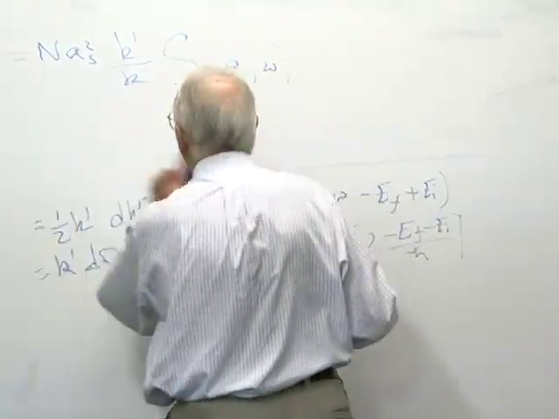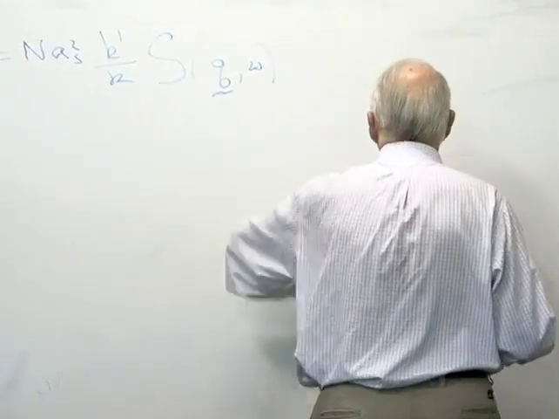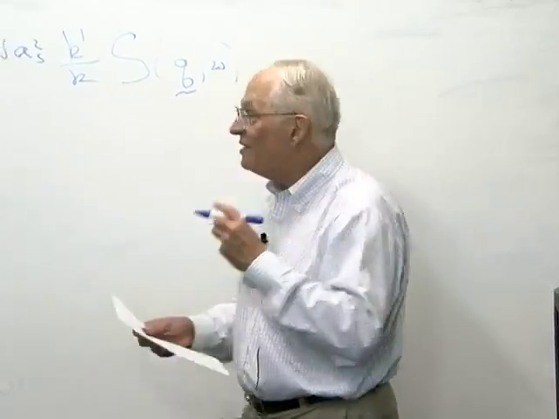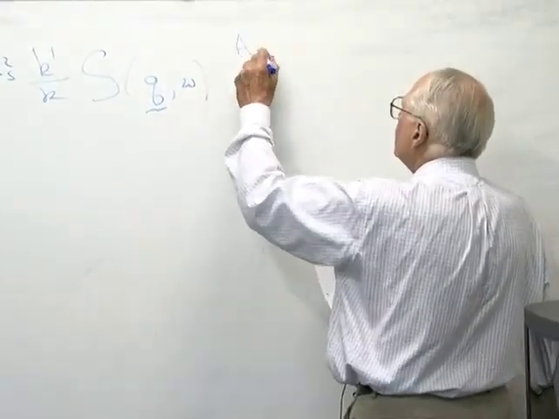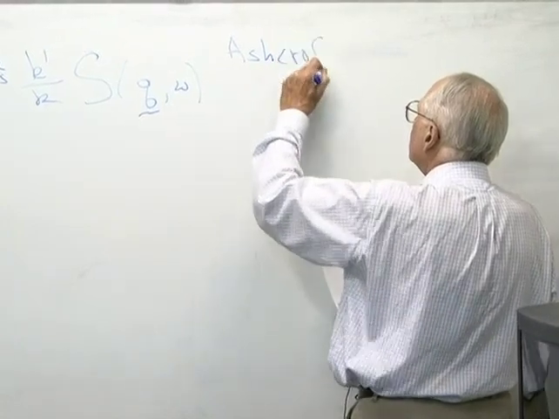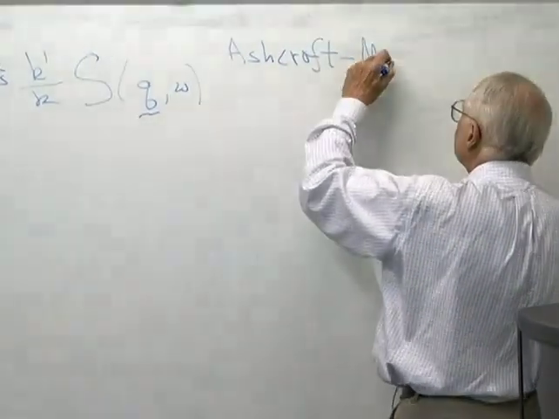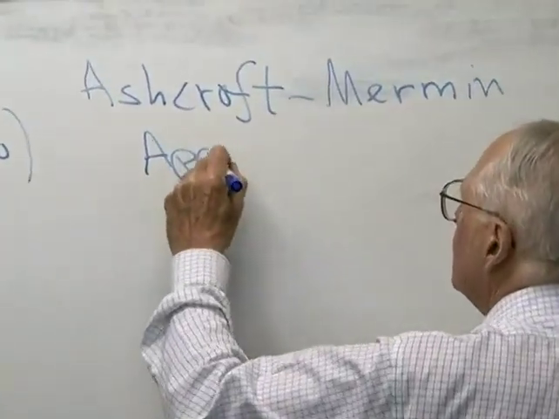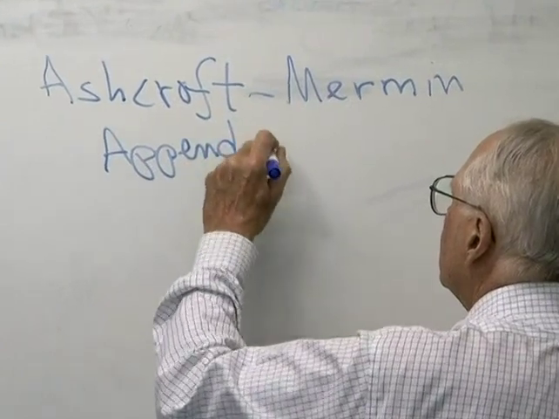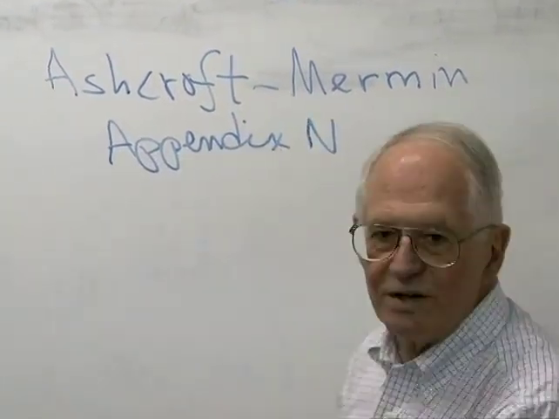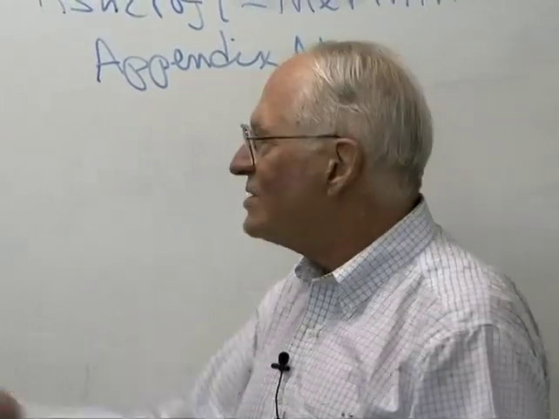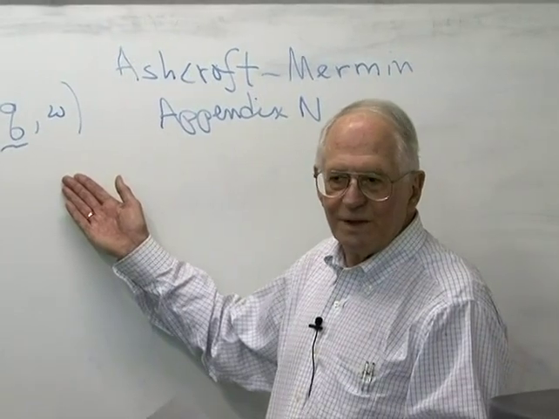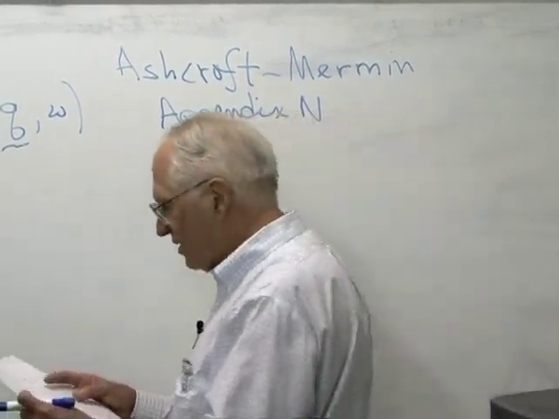Okay, so there's just a lot of algebra here. It's tedious, but it's the kind of thing you may have done in graduate courses. If you're interested in seeing this done, Ashcroft and Mermin, Appendix N does this out in gory detail. This far is all done in Ashcroft and Mermin, if you want to look at it and see it done. The rest of what I'm going to do isn't really in Ashcroft and Mermin.